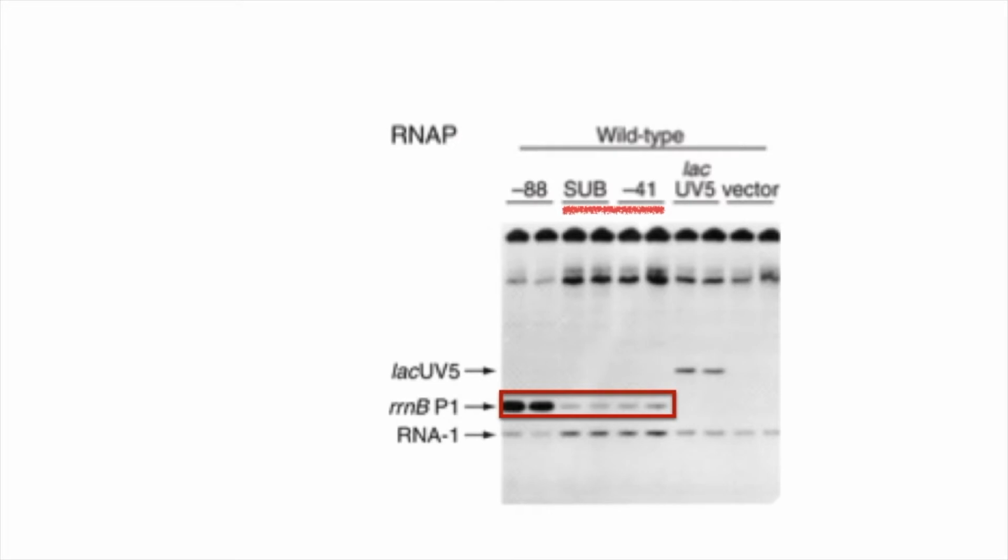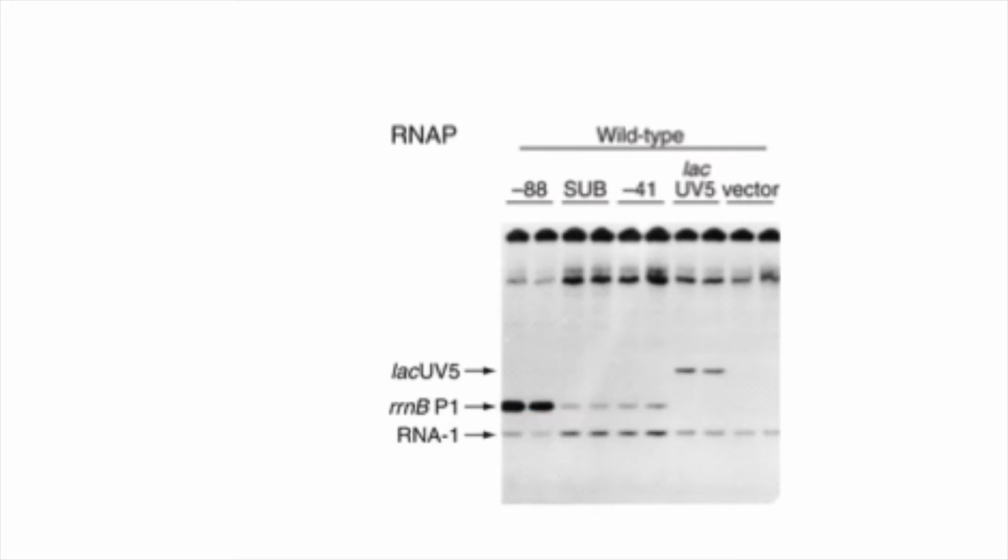Now in all 3 lanes we still have the -10 and -35 regions for RNA polymerase to bind. That's why there's transcription in all 3 lanes. But in the -88 lane we also have the up element. That's a third binding site for RNA polymerase. The more binding sites increases the likelihood that RNA polymerase is going to bind and more transcription is going to occur.